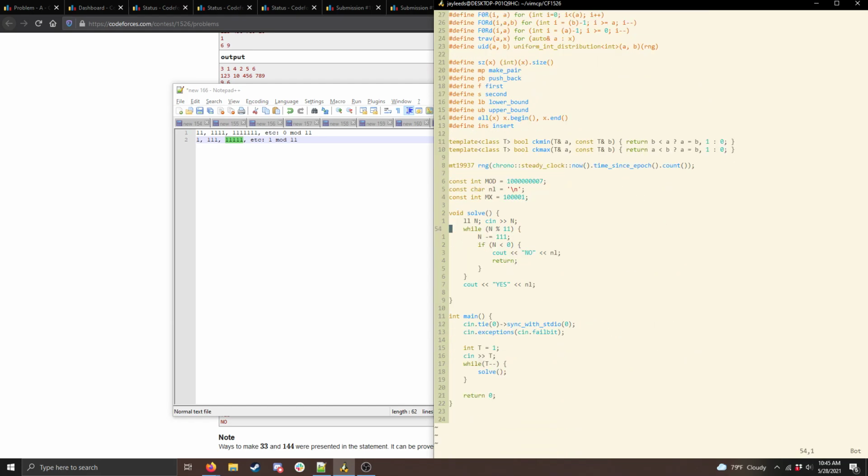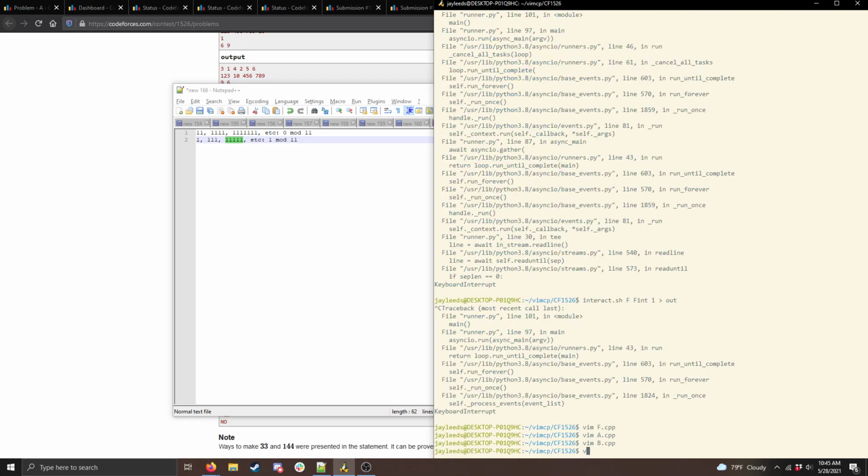And so that brings me to my implementation, which is pretty concise. We just subtract out 111 while n is not evenly divisible by 11, and if n becomes negative during this process, then the answer is no. Otherwise, it's yes. All right, cool.